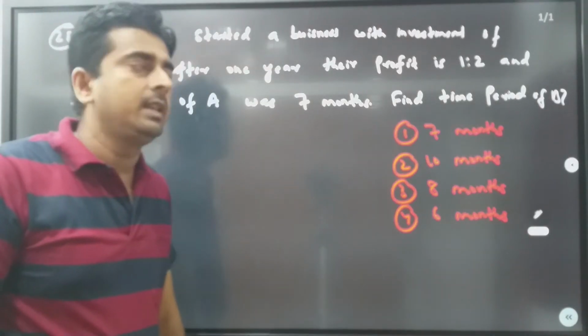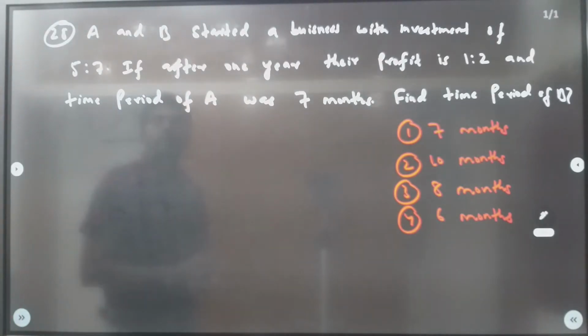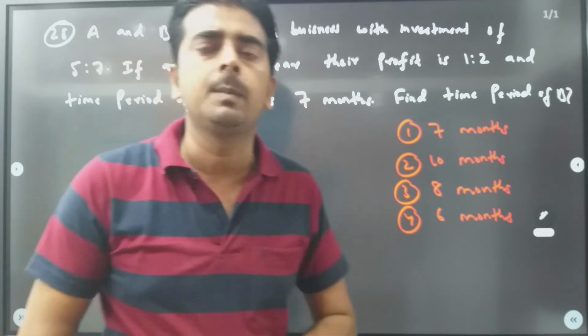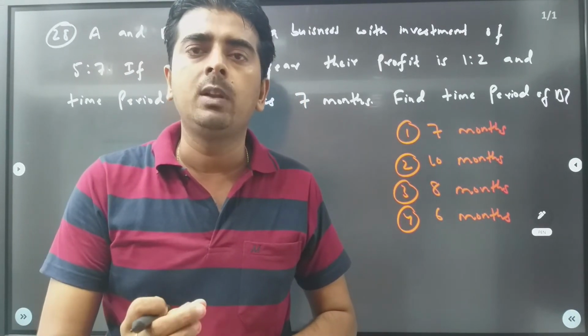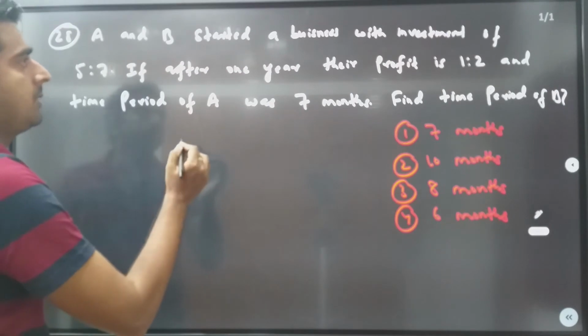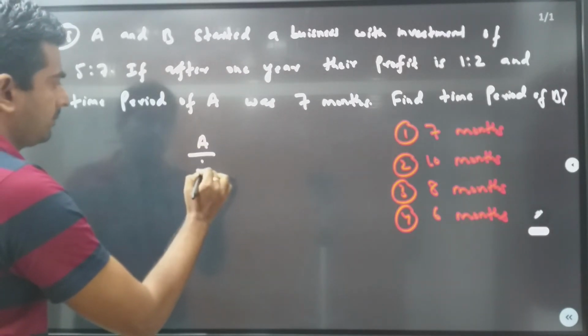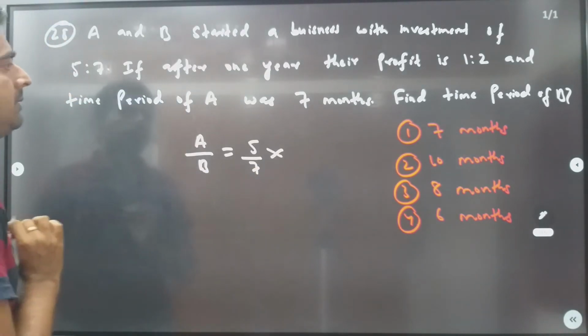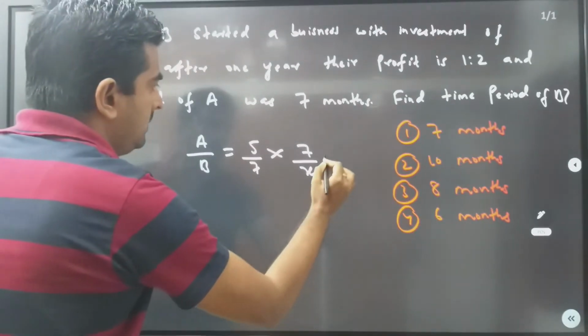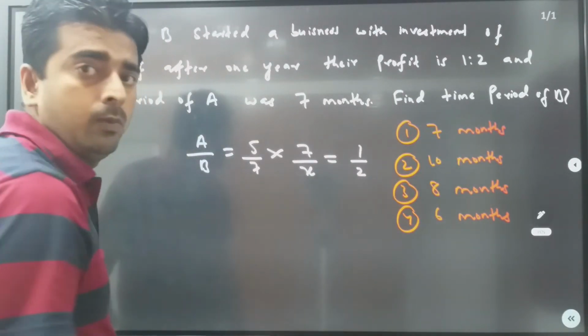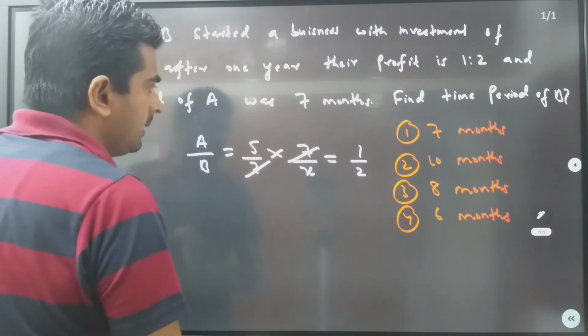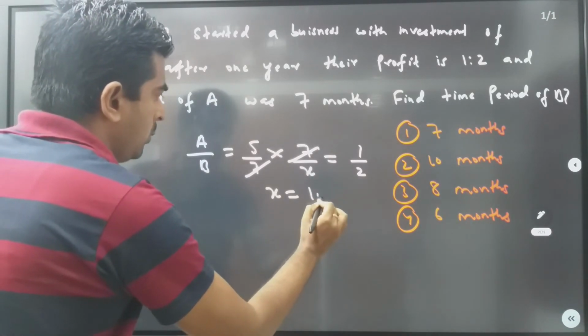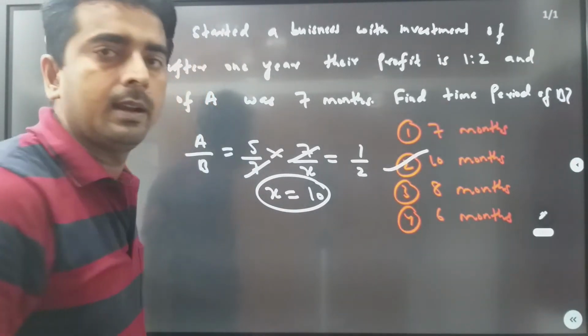So now we'll see question number 28. A and B started a business with investment of 5:7. If after 1 year their profit is 1:2 and time period of A was 7 months, find the time period of B. Basic question of partnership. You know very well profit is equal to capital or investment into time. So investment ratio what they have given you? 5 by 7 into time period. Time period of A how much they have given you? 7. B we don't know, is equal to profit ratio 1 by 2. 7, 7 cancel, right? So what is the value of X? 5 into 2, 10 months, which is second option.